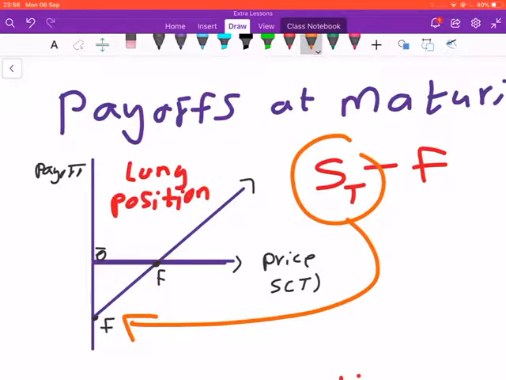If the underlying is equal to the delivery price, it means that you made nothing. And if the underlying asset is worth more than the delivery price, it means that you have made money, and this money can increase for as long as the asset also gains value.